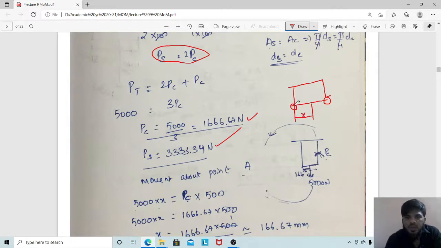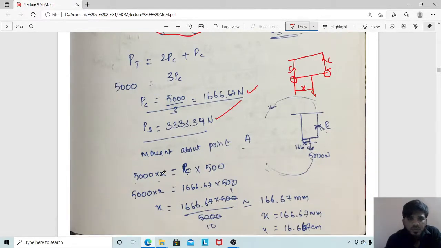So taking the moment about this point, I am considering this as my steel, this as my copper. Now I know the values of the load acting in the copper, and that load will be acting upward and this load is acting downward. Obvious, because the summation should be same. So if this load is acting downward, these two loads should be acting upward, then only your equilibrium condition can be achieved.